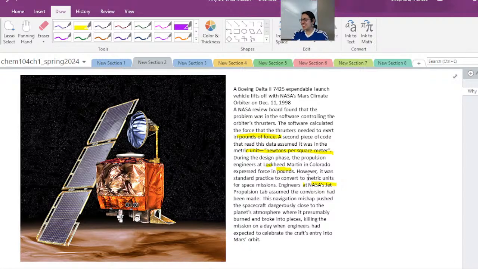But all that to say is that's why units matter when we're doing it in lab. No matter what you're measuring, meters, centimeters, just write it down so that we all know.